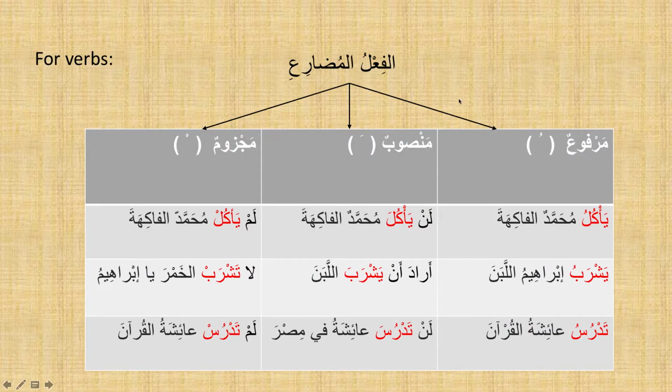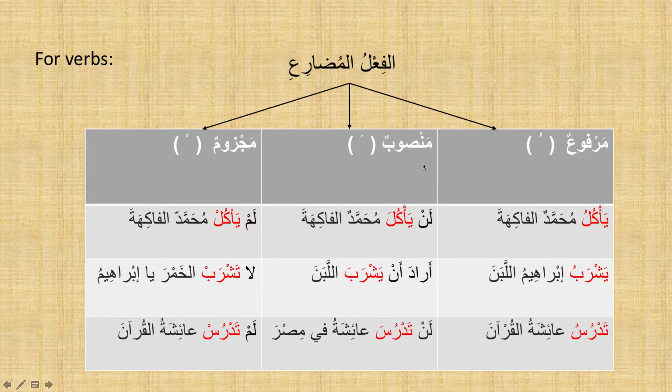So the i'rab for al-fi'l al-mudari', the case endings for a present tense verb, can either be a dhamma, a fatha or a sukun. So some examples of when a verb ends with a dhamma, when a verb is marfu'. يأكل محمد الفاكهة. يشرب إبراهيم اللبن. تدرس عائشة القرآن. Each of these verbs end in a dhamma.